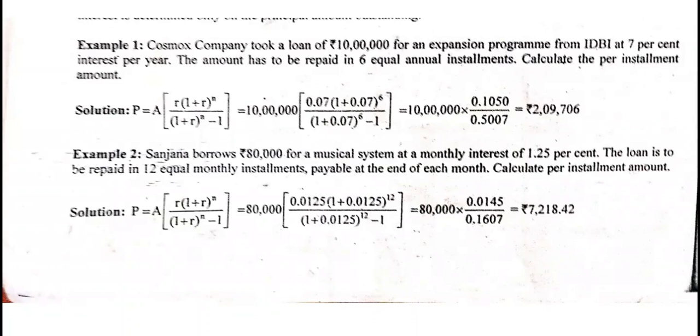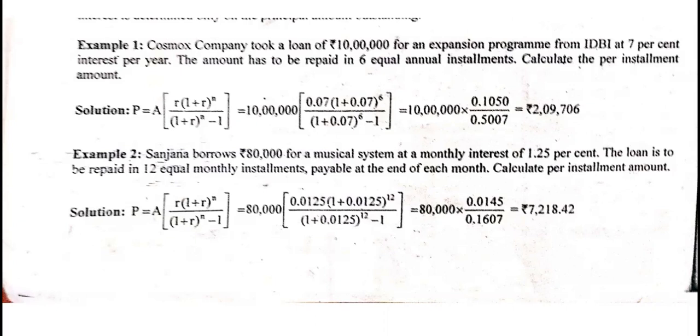Again into bracket 1 plus 0.0125 raised to 12, as 12 equal monthly installments are there, divided by 1 plus 0.0125 raised to 12 minus 1. So you will get 80,000 into 0.0145 divided by 0.1607. When you do the final calculation, you will get 7,218.42 rupees. So that means 7,218 rupees we need to pay for each installment for 12 months.